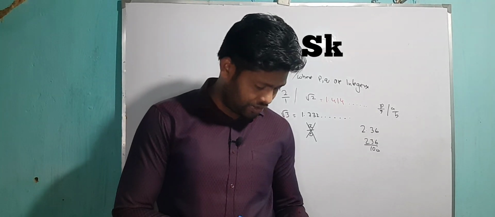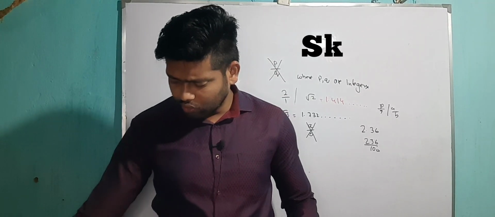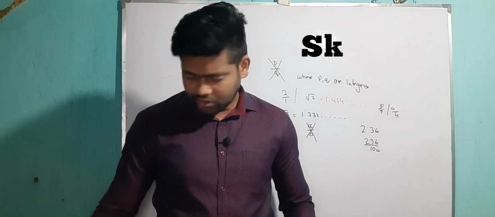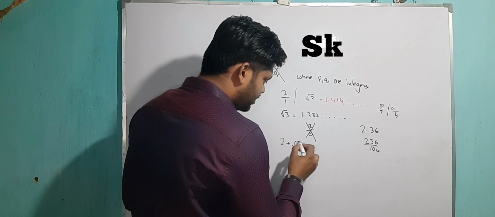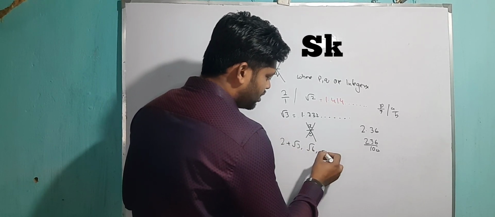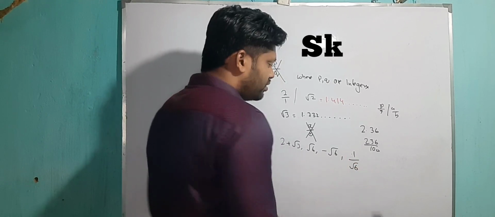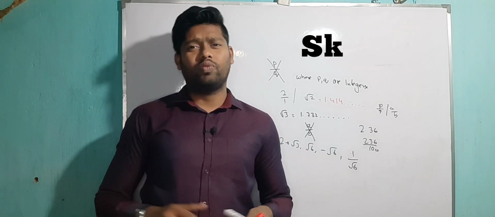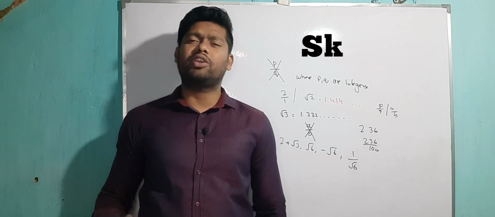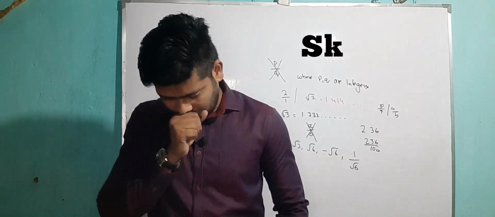So many things you understand easily. Just like 2 plus root 3, or root 6, minus root 6, or 1 by root 6. All of these we cannot express in p by q form. So whenever I am not able to express in p by q form, that's an irrational number. Clear? Okay.